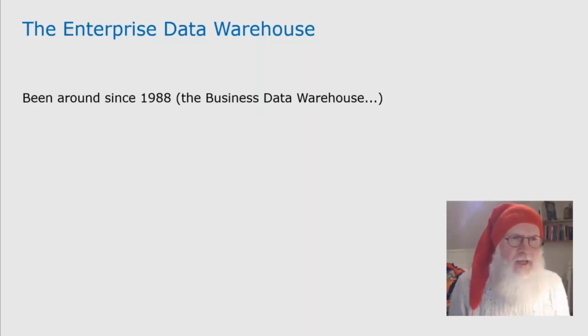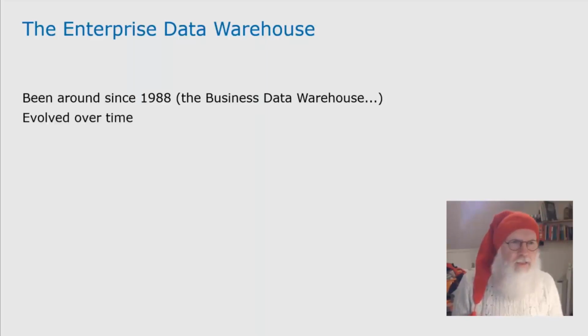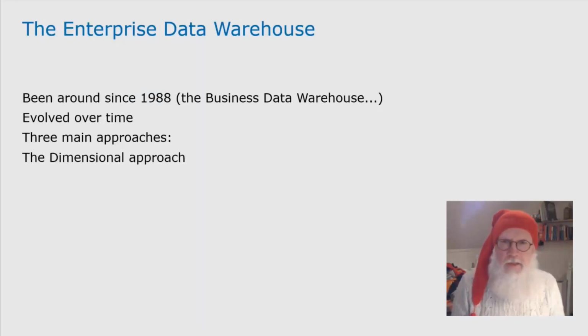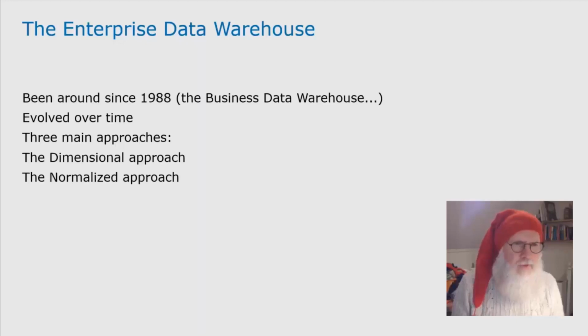So the enterprise data warehouse has been around in one shape or another since 1988. It evolved over time, and most of you have been in touch with at least two of the three main approaches. So the dimensional approach or Kimball, the normalized approach or Inmon, and the Data Vault. Data Vault right now is in 2.0. I haven't been using it much myself, but it does show some promises.